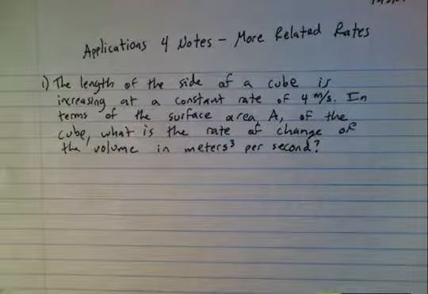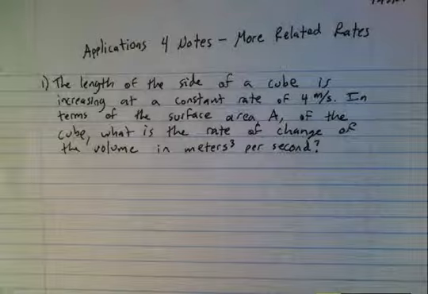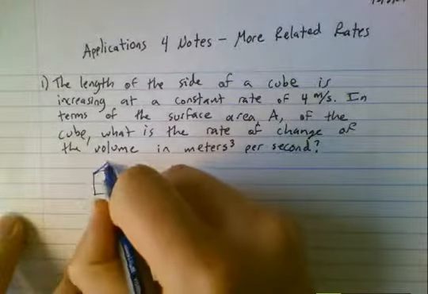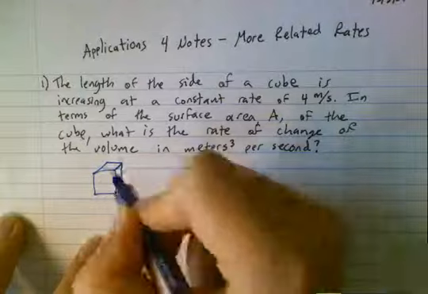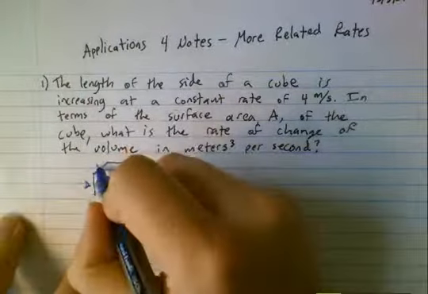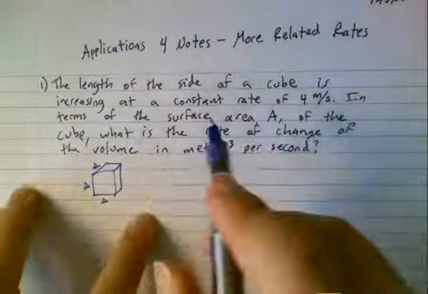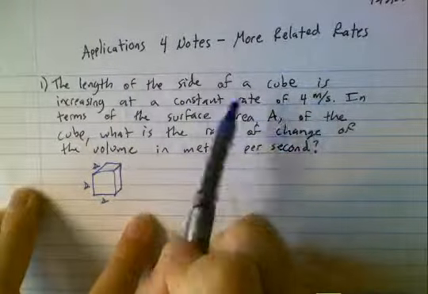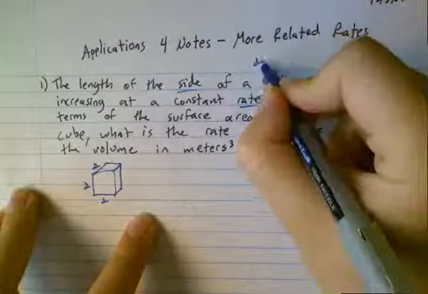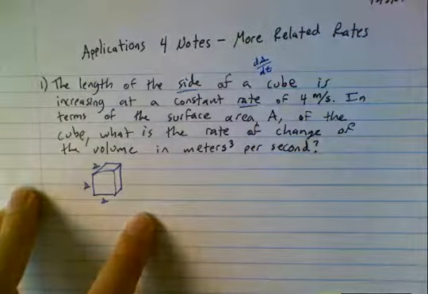Okay, so let's draw our diagram. We've got a cube. It has some side length S. The length of the side is increasing at a constant rate, so the side rate, that's ds/dt.